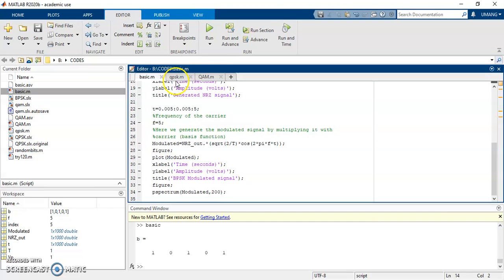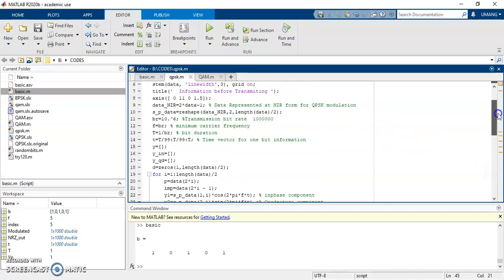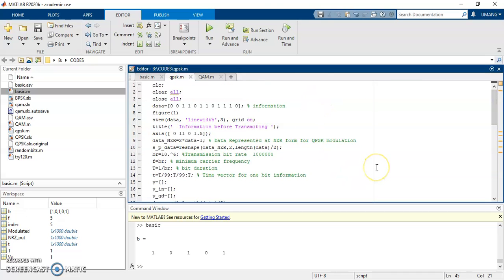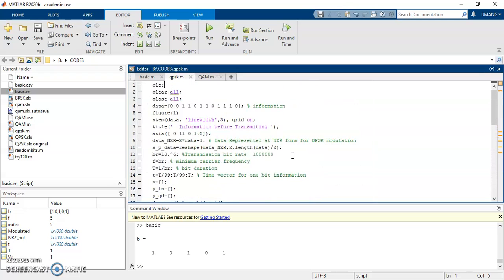Now let's move to the QPSK. As you can see, this is the code of the QPSK signal. We are giving the signal as 0011, 001101 likewise, and yeah, this is the code. Now let's run it.